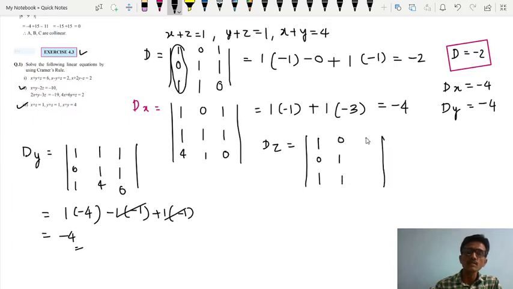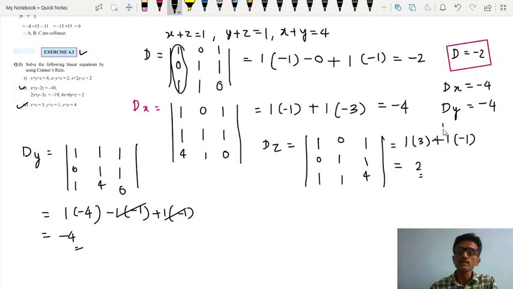What are the constants? 1, 1, 4. Expand this. What will be the expansion? 1 into 4 minus 1, that is 3, minus 0, and then plus 1 into 0 minus 1, that is minus 1. Which is equal to 2. Yes, we are getting 2.